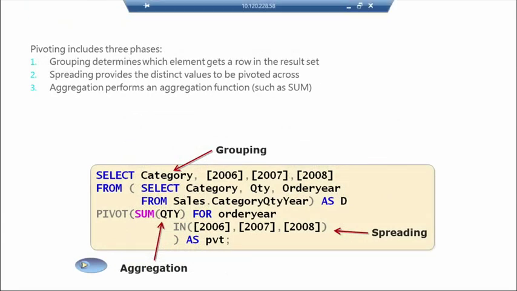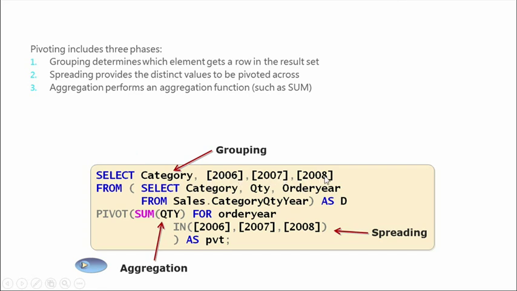So a sample query of this would be: select category, and here's our years 2006, 7, and 8. And then we have a from statement: select category, quantity, and order year from sales, category, quantity, year as D. And then we pivot, and we're going to sum the quantity for the order year in 2006, 7, and 8.